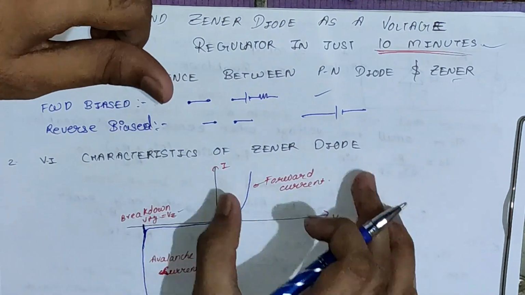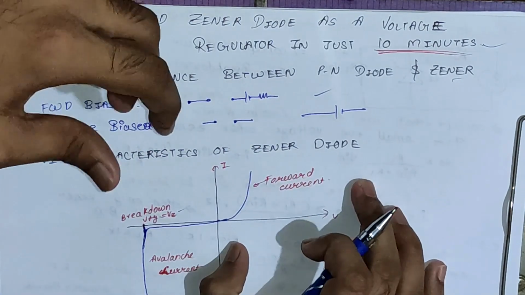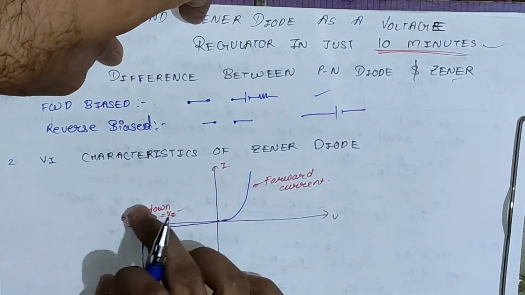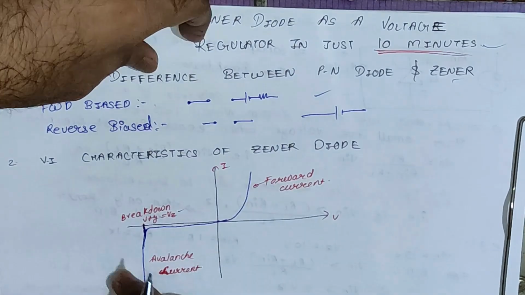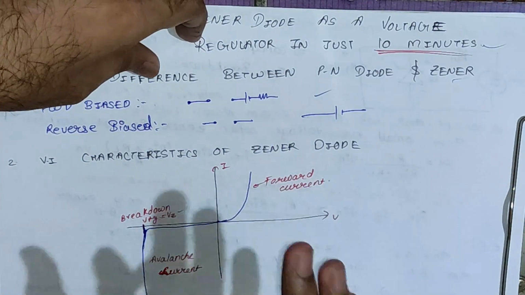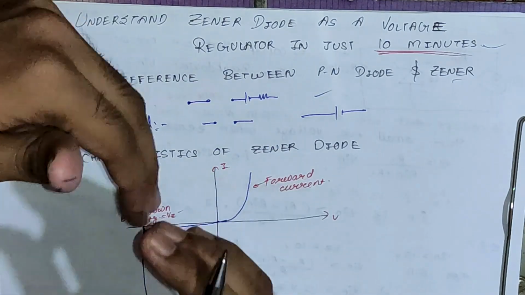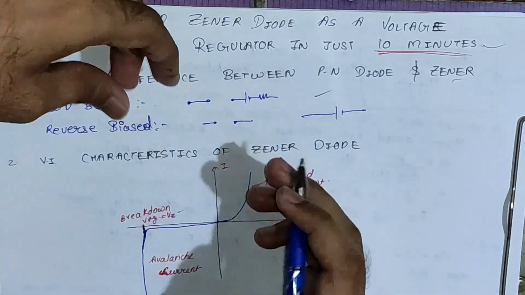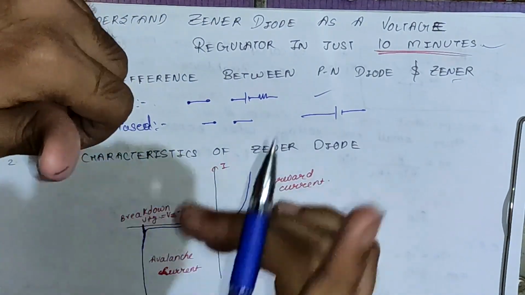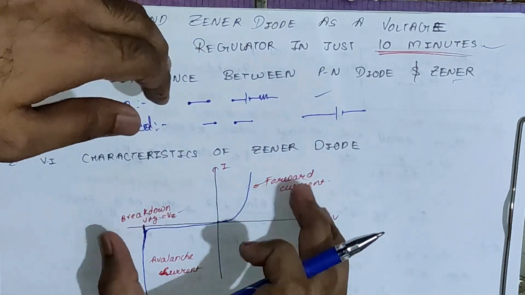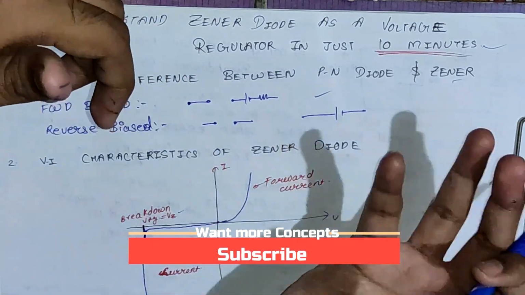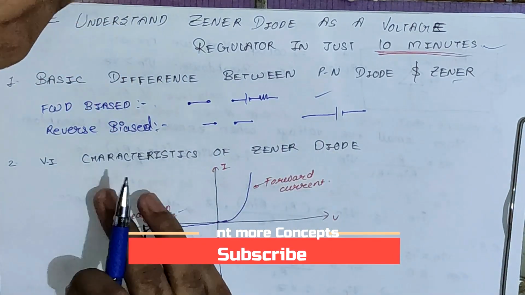Okay, so you can see this is the VI characteristics of Zener diode. Only difference is in this reverse bias. You can see a PN diode cannot handle reverse current, but Zener diode can handle it, and the voltage at which the Zener breaks down is called the breakdown voltage as well as the Zener voltage. Okay, so these were the basic things that we should know before starting the voltage regulator. Now we can start with the voltage regulator.